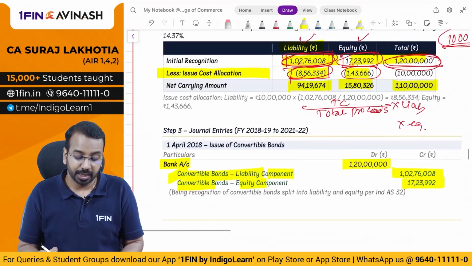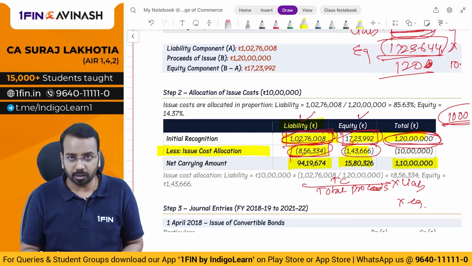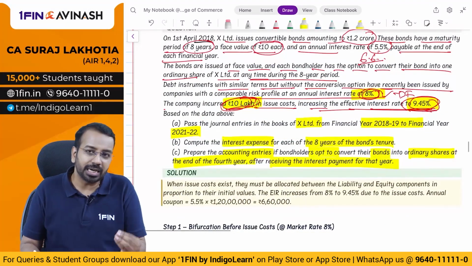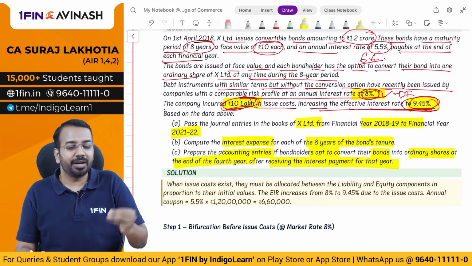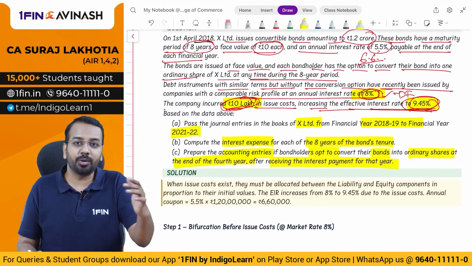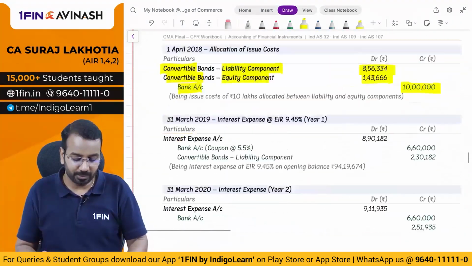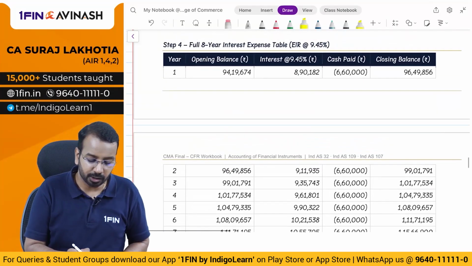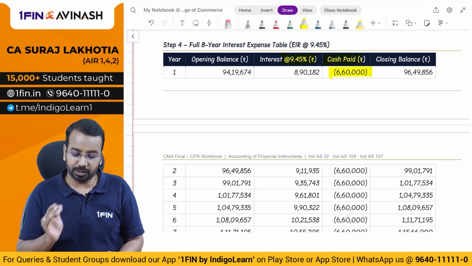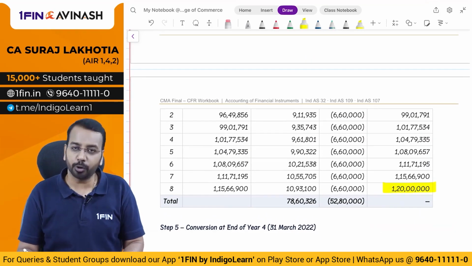Alright. Then, the table for liability will be prepared using 9419674 at an effective interest rate of 9.45%. Sir, why did we increase the effective interest rate? See, whenever there is a transaction cost incurred, my interest cost will be higher, my effective interest rate will be higher. That is why I have used 9.45%. So, the table that we will prepare will be based on 9.45%. Payment will be based on original rate only. So, at the end of the 8th year, you will reach to an amount of 1 crore 20 lakhs.